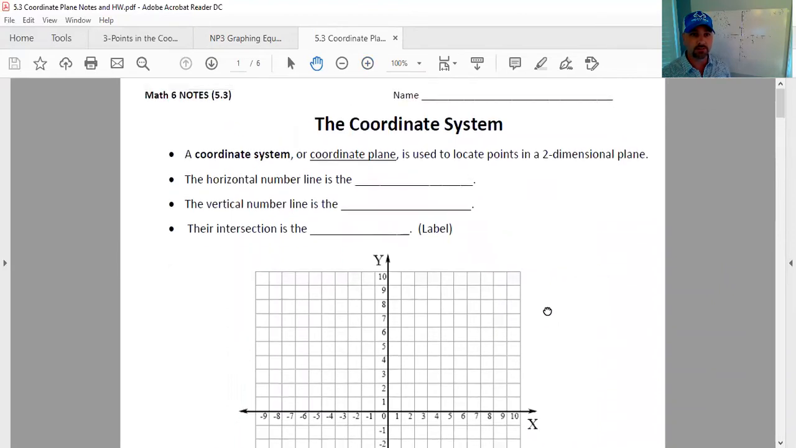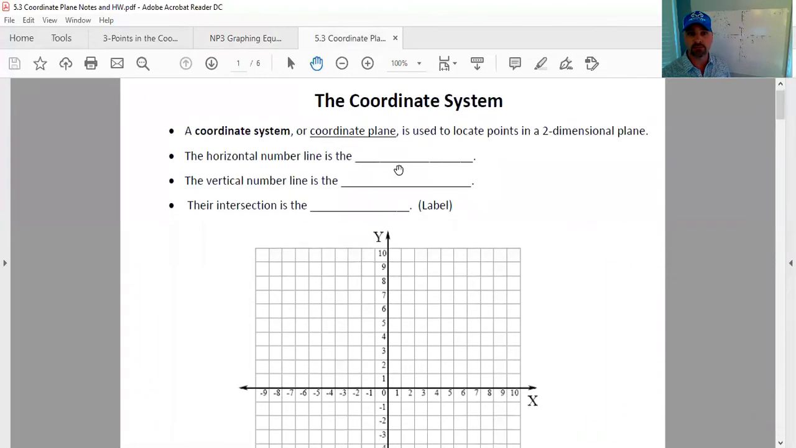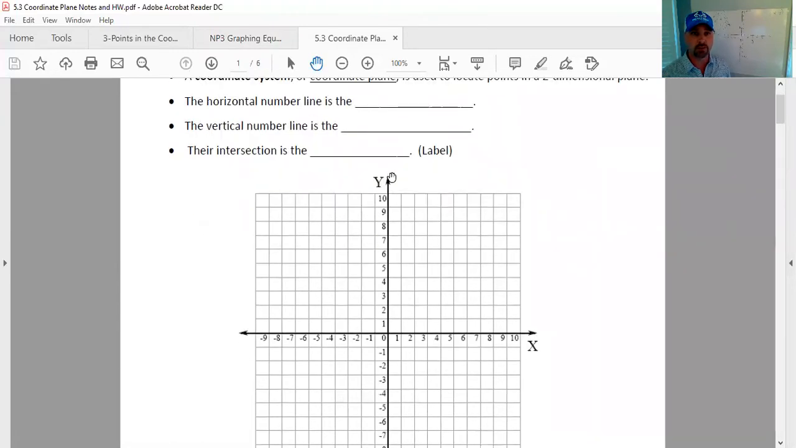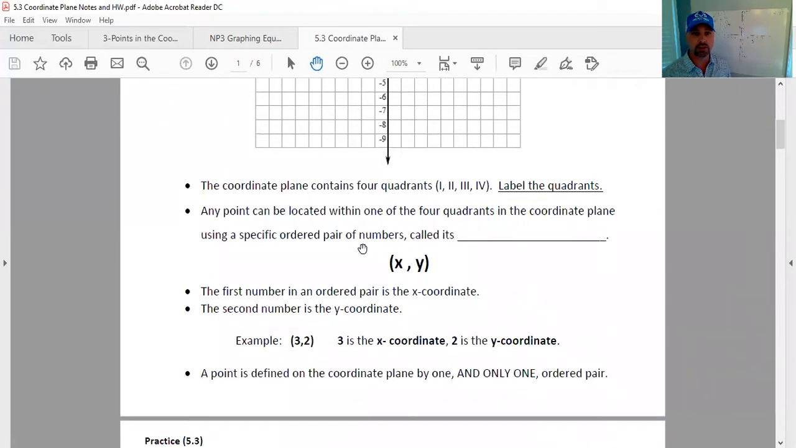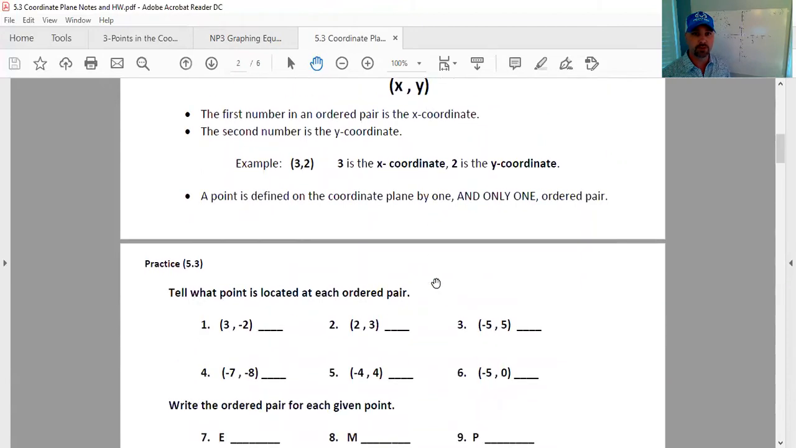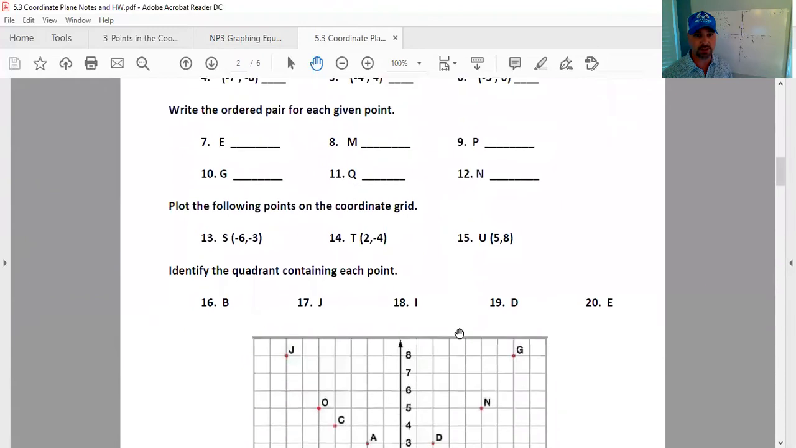The coordinate system or coordinate plane is used to locate points in a 2-dimensional plane. The horizontal number line is called the x-axis. The vertical number line, vertical is up and down, is called the y-axis. Their intersection, where they cross, is called the origin. Okay, it talks about the quadrants, walks you through a little bit, and gives you some practice.